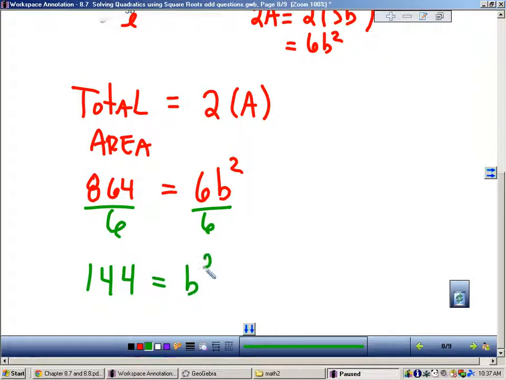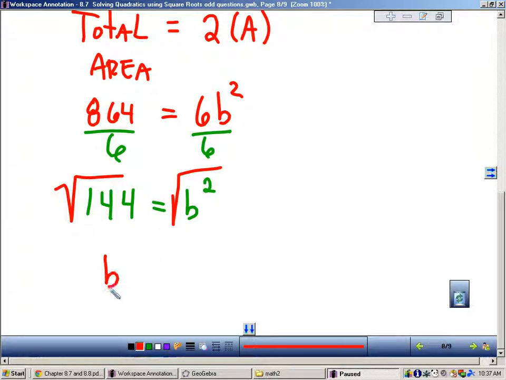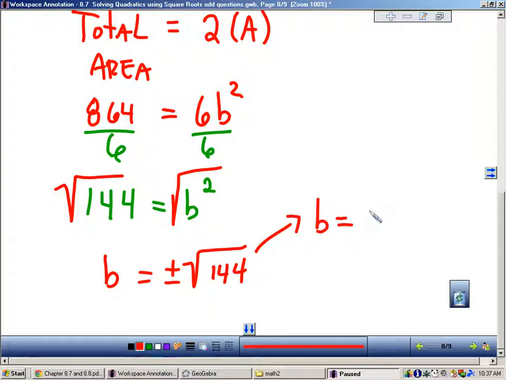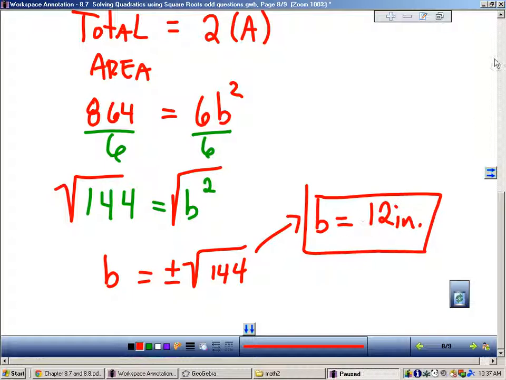144 is the value of B squared. Again, I like to keep the variable on the left side, but this time I didn't follow my preference. So B is equal to plus or minus the square root of 144. Again, the length of that side is never negative, so we're going to look at the positive solution. And so we know that B will equal positive 12, since the square root of 144 is 12. And we're measuring everything in inches, so this would be 12 inches. And that is the length of that side.